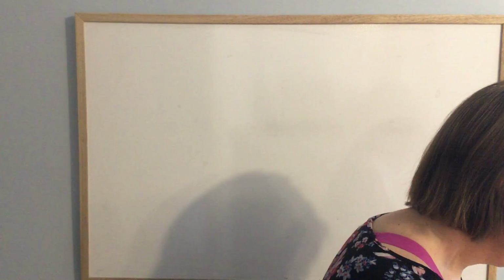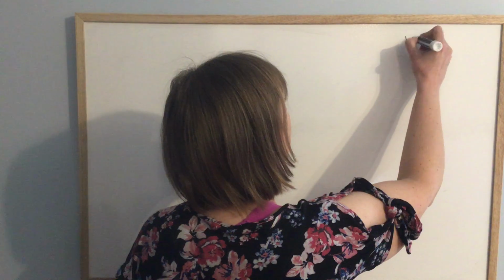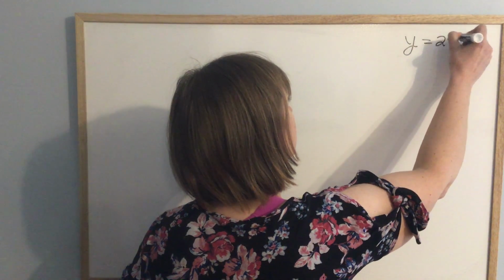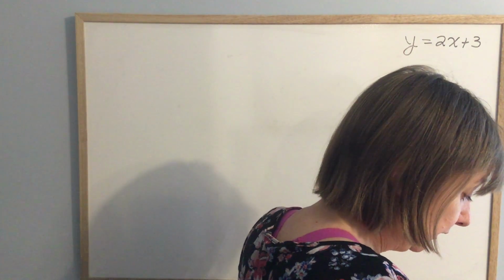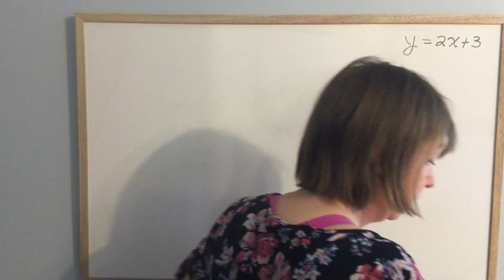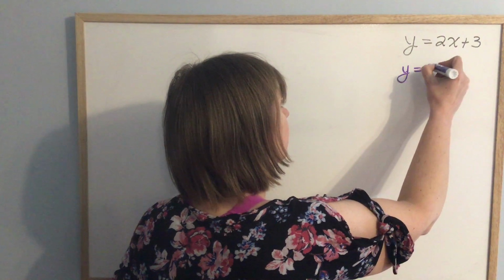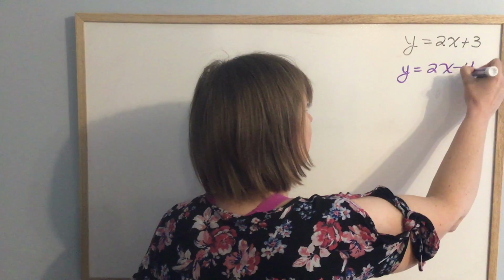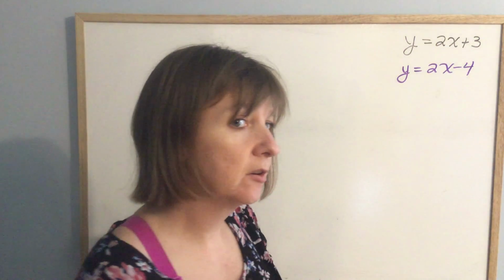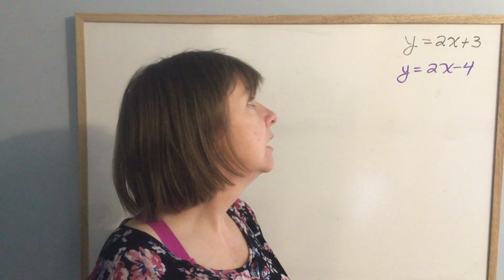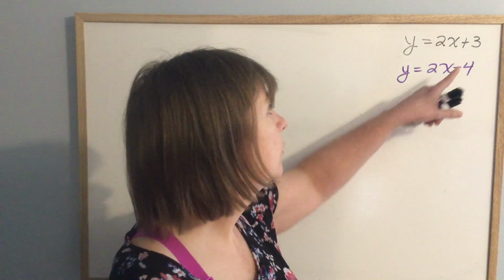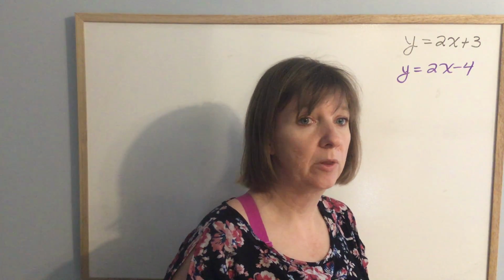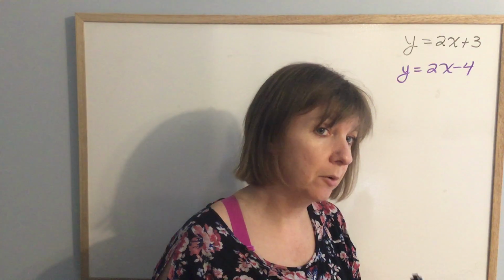So in example number 4, they say the equations of 2 lines are y is equal to 2x plus 3, and I'll do it in purple, y is equal to 2x minus 4. Now, one of the things I want you to notice about these 2 lines is that the slopes are the same for both of them. The y-intercepts are different. What that means is I have 2 parallel lines.